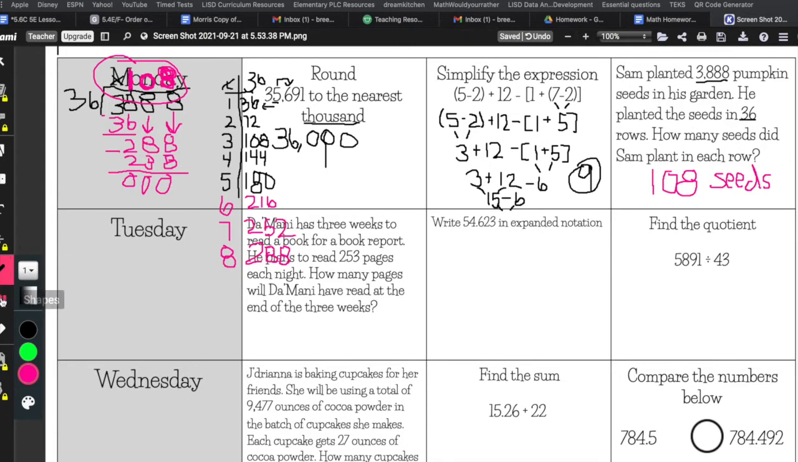Okay, I gotta erase some of this so we can look at the next problem.